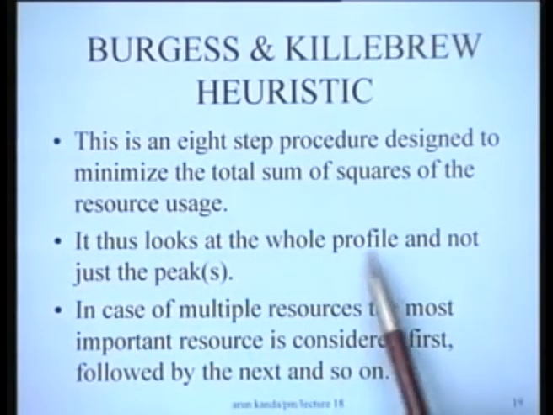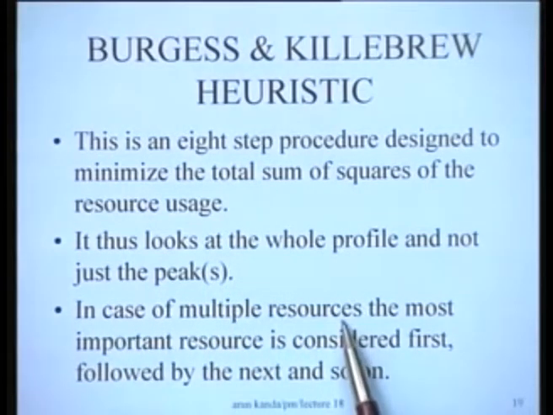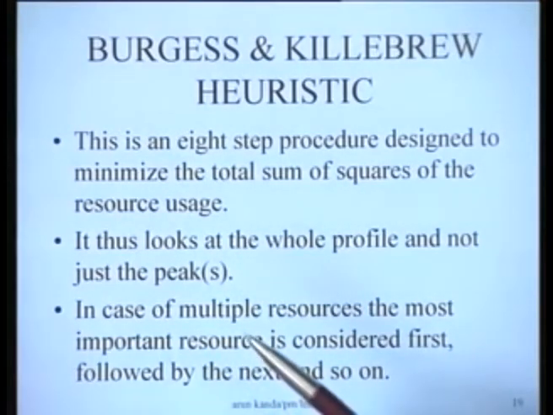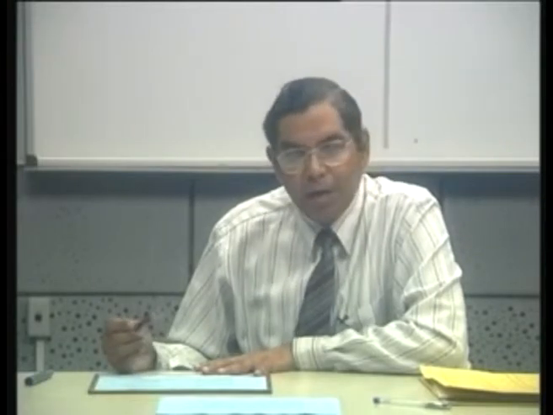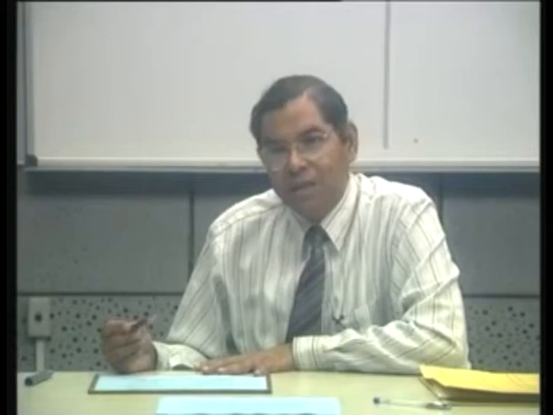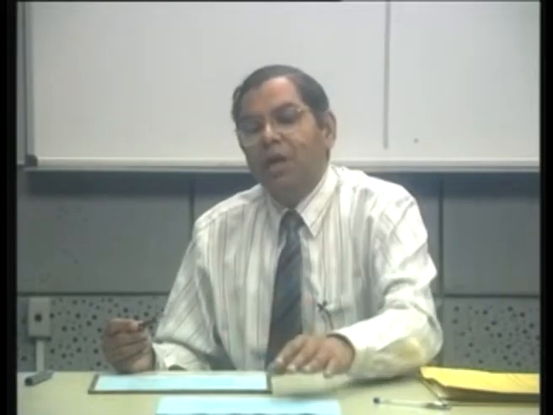So it looks at the whole profile and not just the peaks, this particular procedure. And in case of multiple resources, the most important resource is considered first, followed by the next, and so on. For instance, you have two resources like skilled manpower and cranes. If you think skilled manpower is more important, then apply the heuristic first with the skilled manpower, and then keeping that as constant, try to work on the cranes.